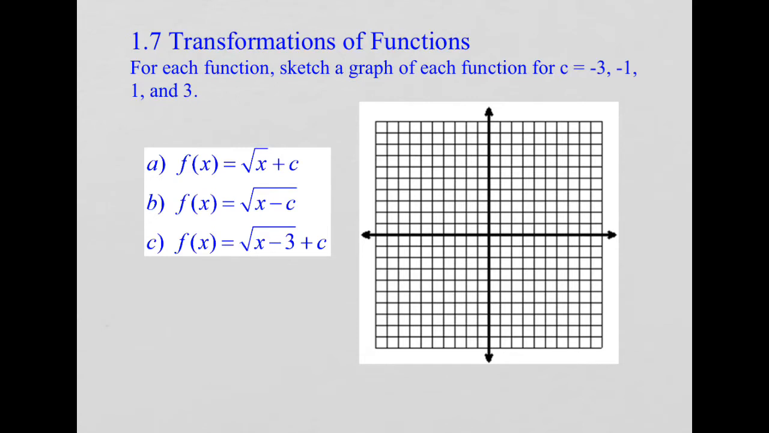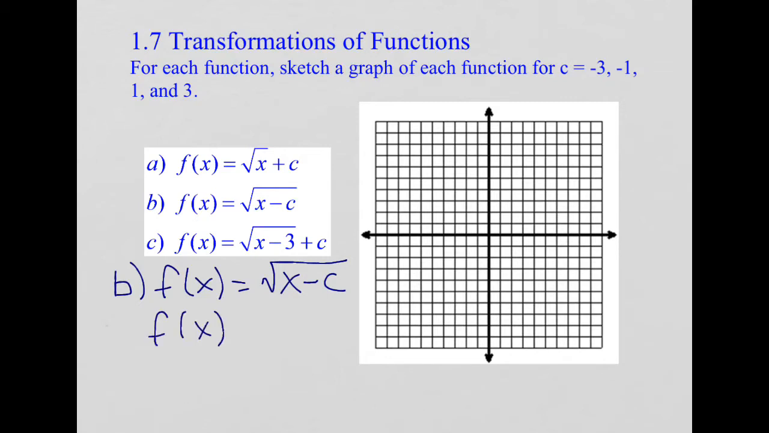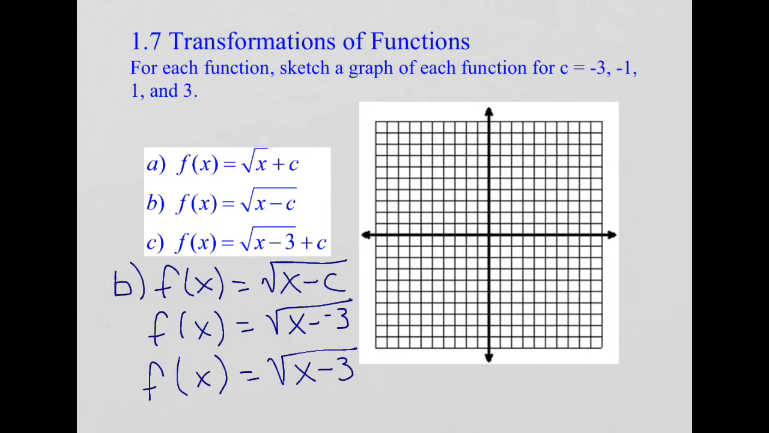Okay, now let's look at function b. f of x equals the square root of x minus c, which I'm going to graph for f of x equals the square root of x minus -3, and f of x equals the square root of x minus 3. Now I know that a minus negative is going to give me a plus positive, so I'm really graphing f of x equals the square root of x plus 3.